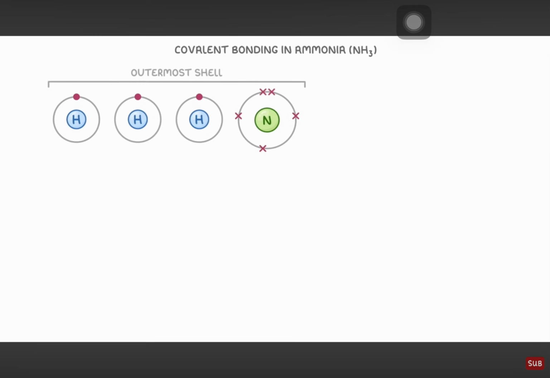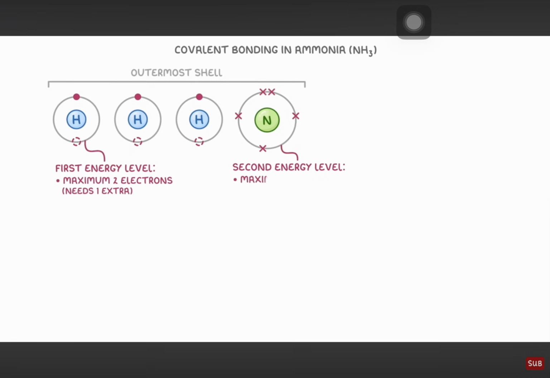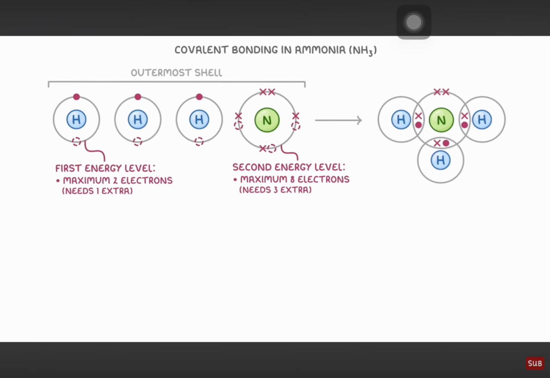The next step is to think about how these atoms can fit together so that all of them have full outer shells. Remember that because this is hydrogen's first energy level, it can only hold a maximum of 2 electrons, so each hydrogen is going to need one extra electron to fill their shell. Whereas because this is nitrogen's second energy level, it can hold a maximum of 8 electrons, so it's looking for an extra 3 electrons to become full. So if each hydrogen shared 1 electron with the nitrogen, then all of the atoms would have full outer shells. And that would be our dot and cross diagram all done.